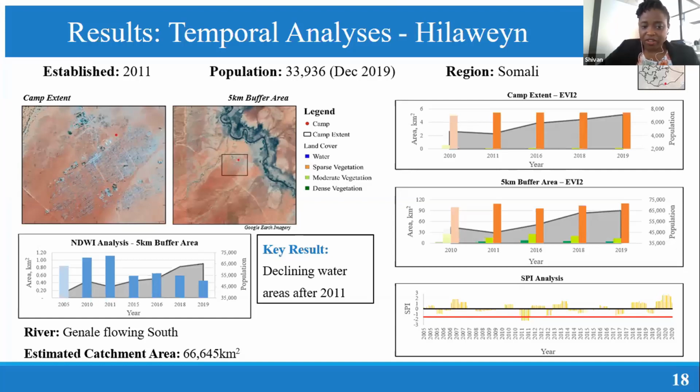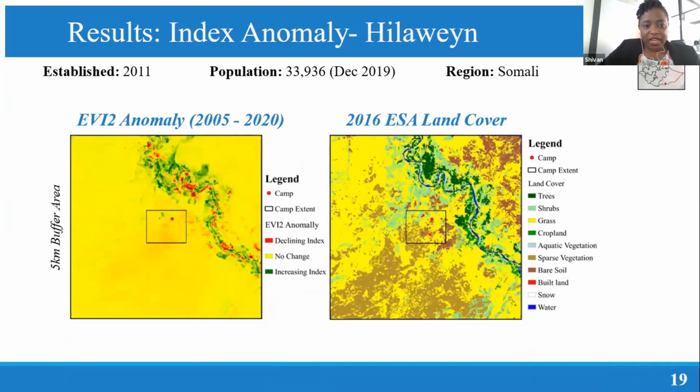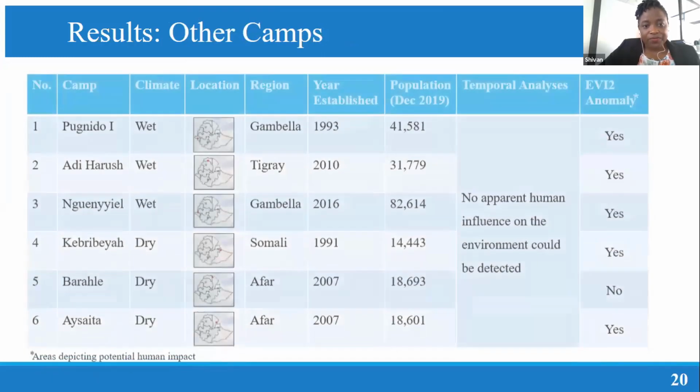Of course, we cannot confirm that this is due to the refugee camp or even the surrounding population because of the large catchment area contributing to the water that we are seeing. And for the anomaly, we only see areas of decreasing vegetation health along the river. Those are the areas in red. And we know those areas are being used for cropland, a bit of shrubland, and a bit of grass. And not much within the camp extent could be determined from this analysis.